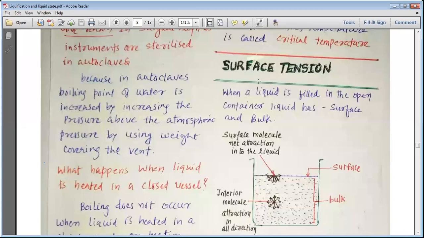On your screen, what is written? Surface tension, sir. Great. So, in the last period, we have studied about the surface tension.